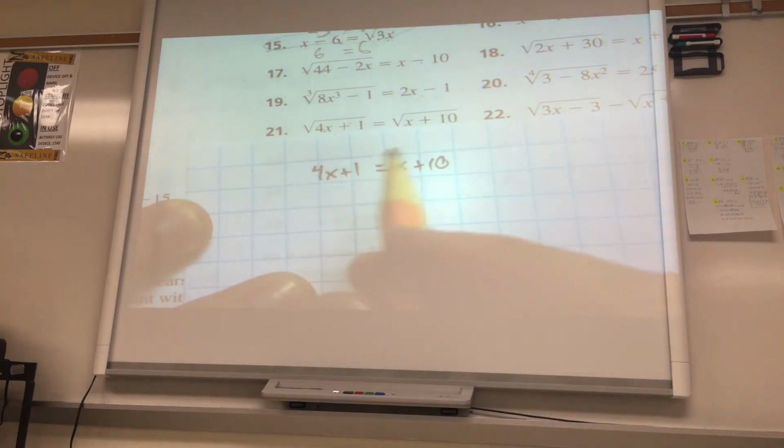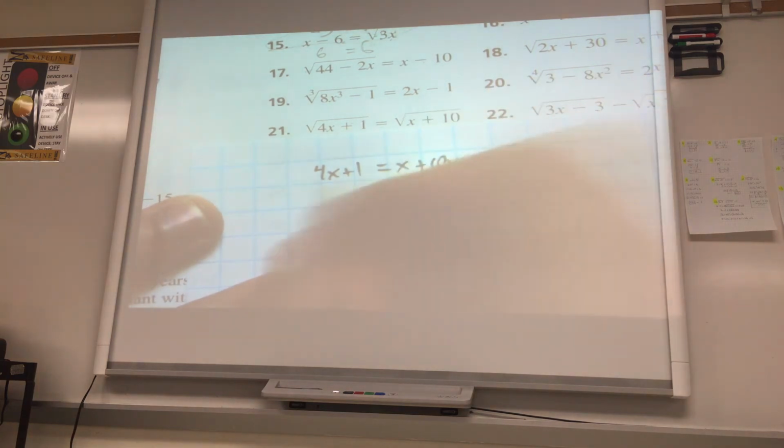It's as simple as that. So you solve it from there. You're going to isolate your x's, get your numbers on the other side. It's just like algebra 1 now.